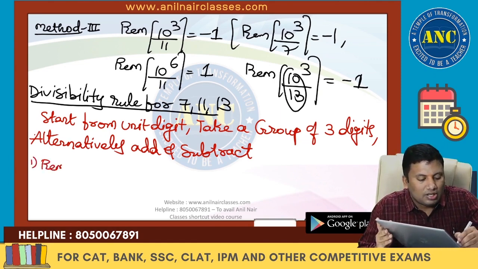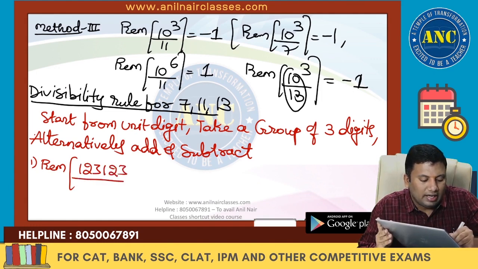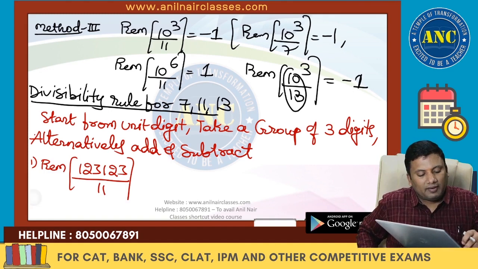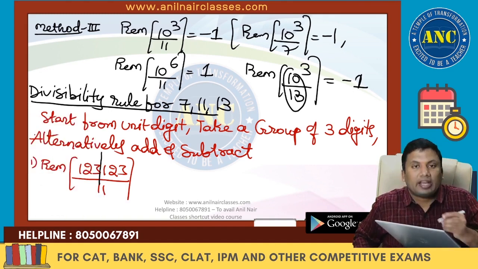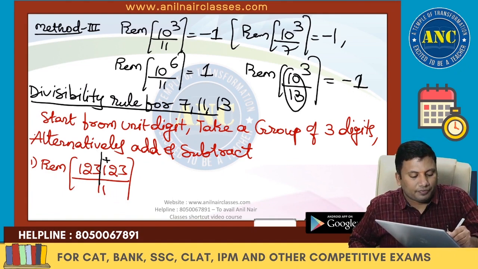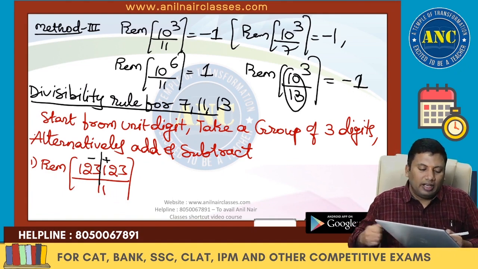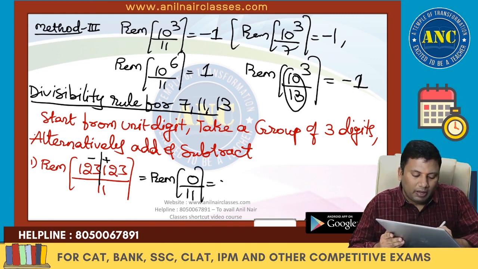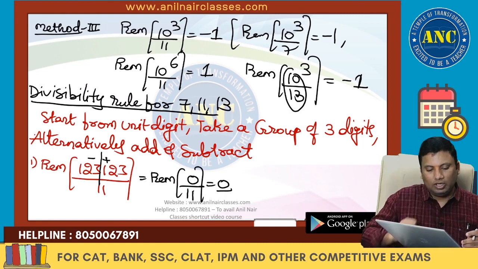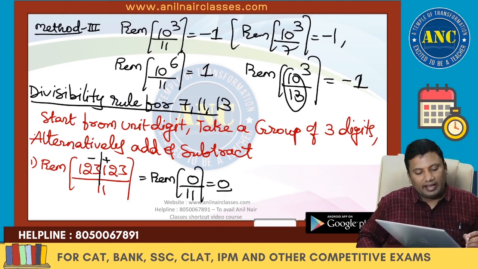First question. Suppose it is 1, 2, 3, 1, 2, 3 divided by 11. What is the divisibility rule? Start from the rightmost, take a group of 3 digits. Alternately add and subtract. 123 minus 123 is 0. 0 by 11 is 0. I hope the idea is clear.